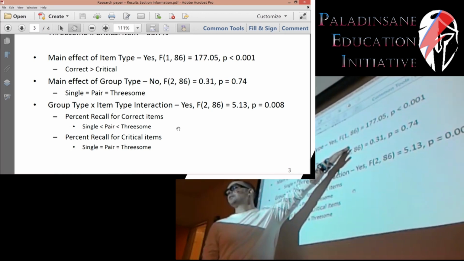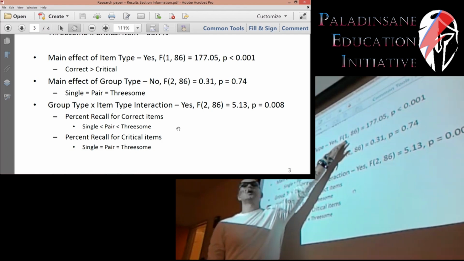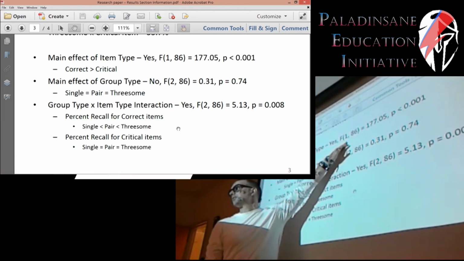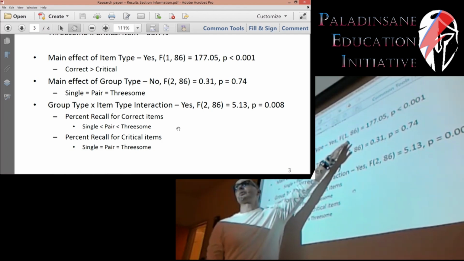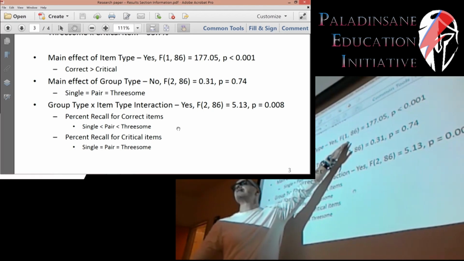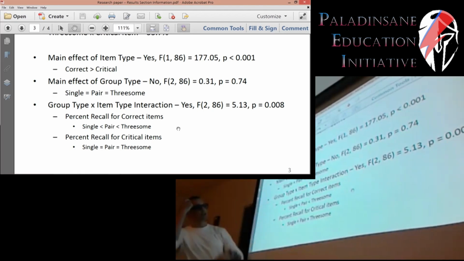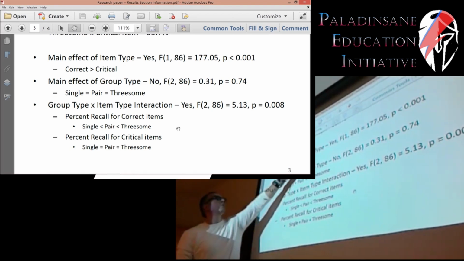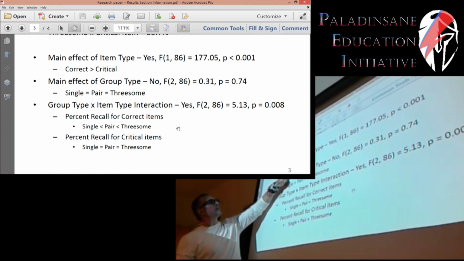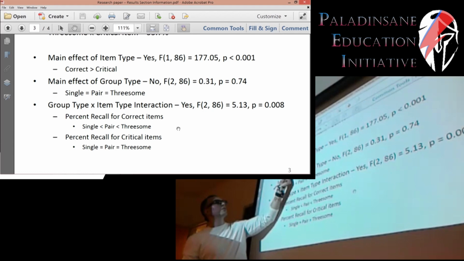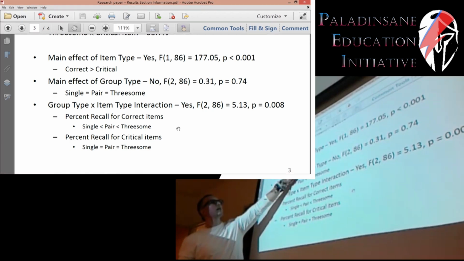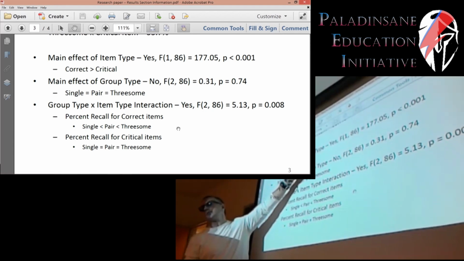You'll learn about that in P354 if you haven't already. You don't need to know what this means to write up the results section, but we do need to report it. Right? This is the evidence that we give to make this claim. And then the last thing we're going to do is explain to the reader what the difference is. And this is what's indicated here: correct items had a higher percent recall than critical items.